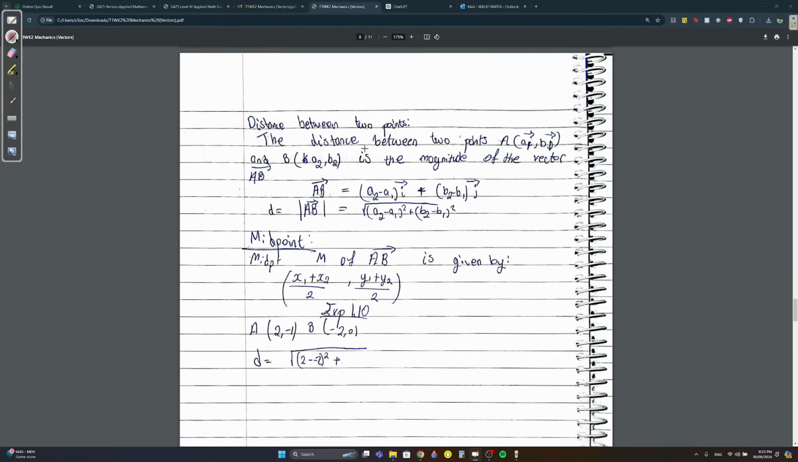The distance formula is very important. Let's say I have two points, A (x1, y1) and B (x2, y2). The distance is equal to the radical of (x2 minus x1) squared plus (y2 minus y1) squared. The distance between A and B is the magnitude of the vector AB, which is the same thing I just wrote.